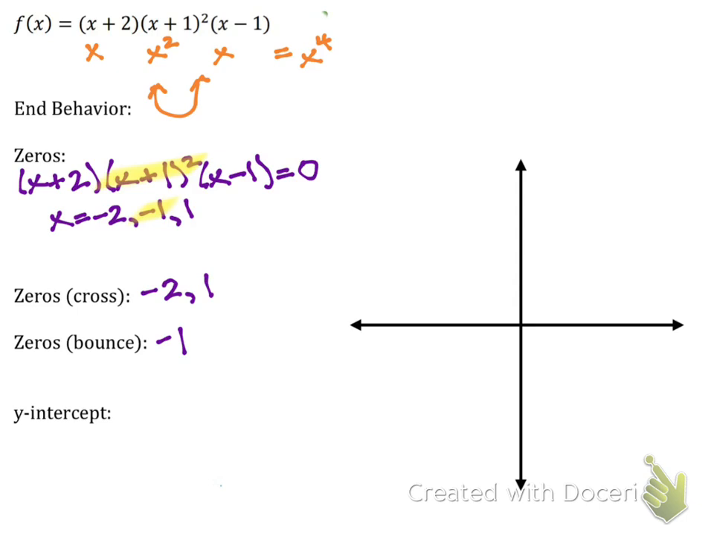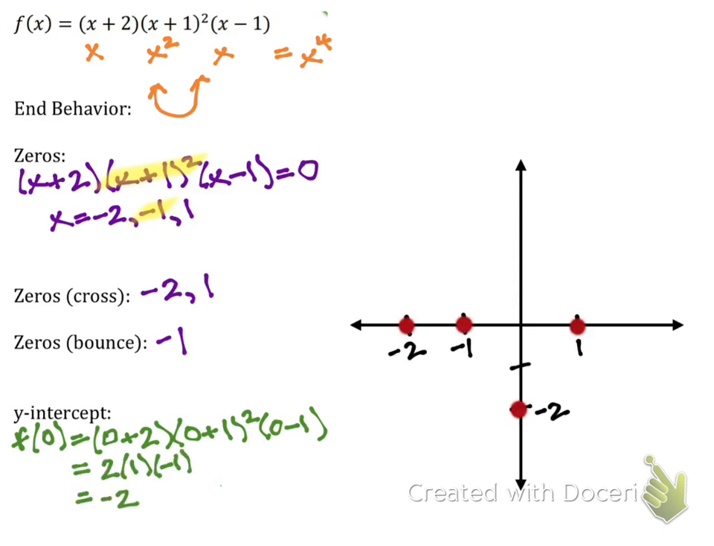Now to find the y-intercept, we look at f of 0. So we go into our function and replace all the x's with zeros. And I end up, ooh, that went real fast. I end up with, sorry about that, a negative 2. So now I'm going to go to my graph and plot those 4 points. Okay, so those are my 4 points. I have 3 zeros, 2 of which are cross, 1 is a bounce, and then I have a y-intercept.